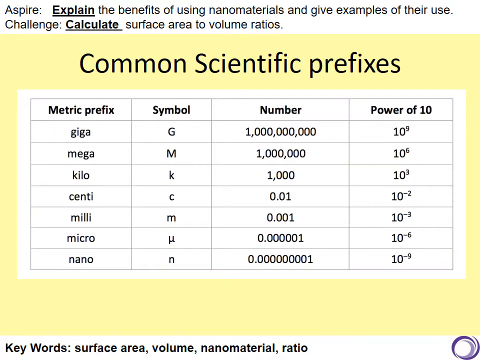That's great then. So we've looked at standard form, and here are some common scientific prefixes. And again, these are things that the exam board expect you to be familiar with.